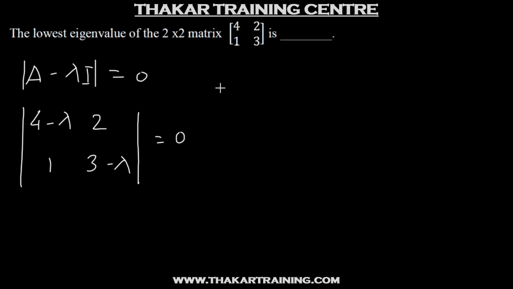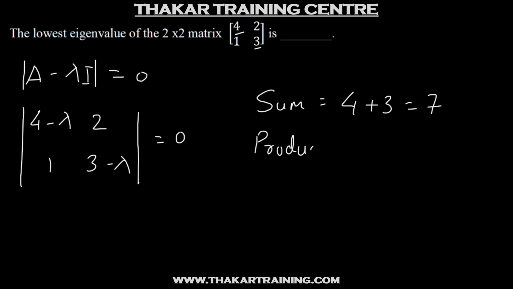There is also another way of doing it, which is by using the properties of eigenvalues. One of the properties is that the sum of the eigenvalues is the trace of the matrix. The trace is nothing but the sum of elements on the principal diagonal, which in this case is 4 and 3. So the sum of eigenvalues is going to be equal to 7. And the product of the eigenvalues is the determinant of the matrix.